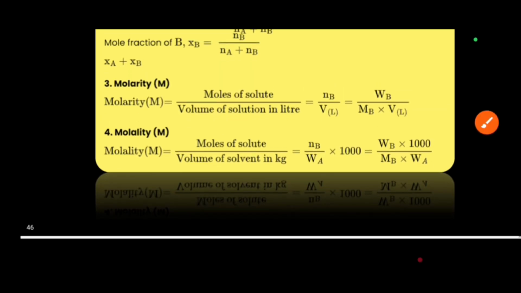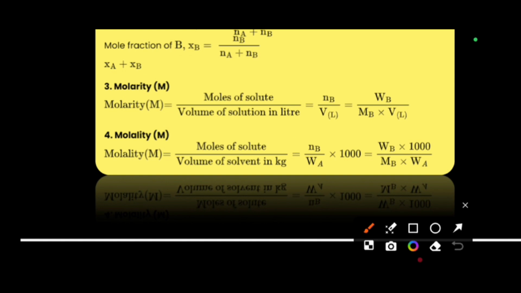So, molarity. We have discussed that molarity means moles of solute divided by volume of solution in liters. You have to take care of this unit. Downside, whatever you are taking should be in SI unit only. You can't take it in ml. If you are taking it in ml, then you have to multiply with 1000.